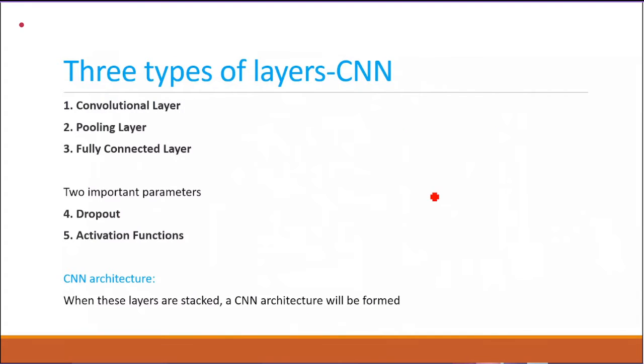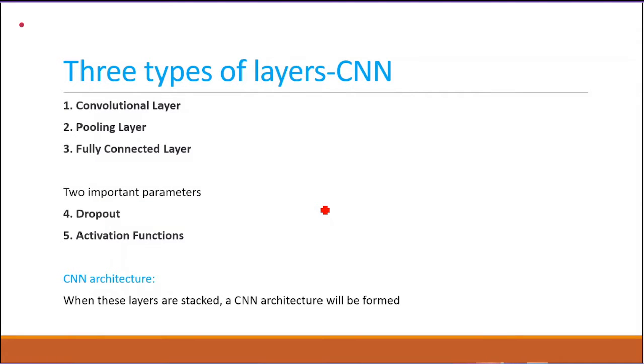Now we'll go to the CNN. The CNN has 3 main types of layers. First, the convolution layer, the pooling layer, and the fully connected layer, which we can also call dense layers. And we have 2 important parameters that are processed: the dropout and the activation function.